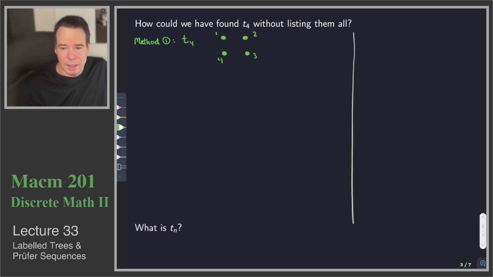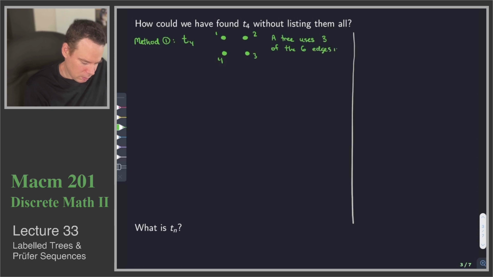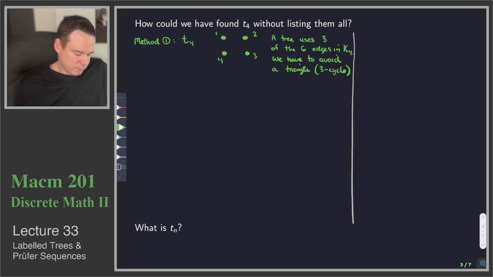Well, we want to build a spanning tree on this. So a tree uses how many? So there's 4 vertices, so there'd be 3 edges. So 3 of the 6 edges in K4. We have to avoid a triangle. So in other words, a 3 cycle. That's the only thing we're trying to avoid.